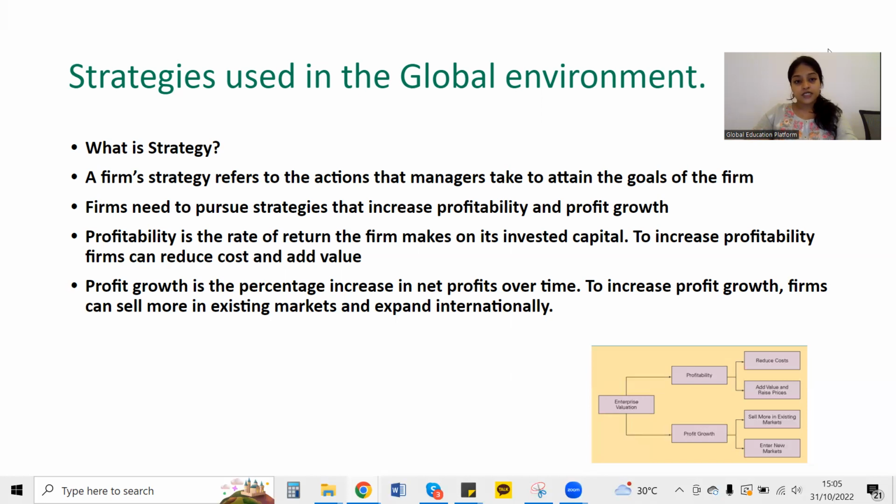So when it comes to profitability, it is the rate of return the firm makes on its invested capital. In order to increase profitability, one of the main elements would be to reduce cost and add value. When you reduce cost, your expenses are less, which in turn would result in expanding your profits. Another aspect is adding value. That would actually increase the price charged for your product. So the more you add value to your product or service, whatever you offer, your profitability would increase because you can charge more.